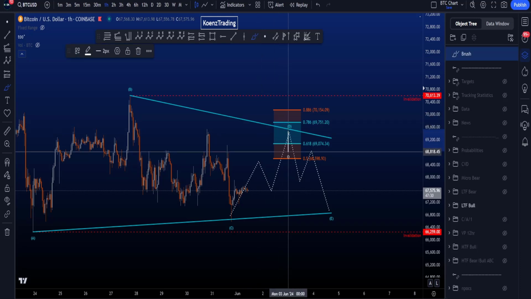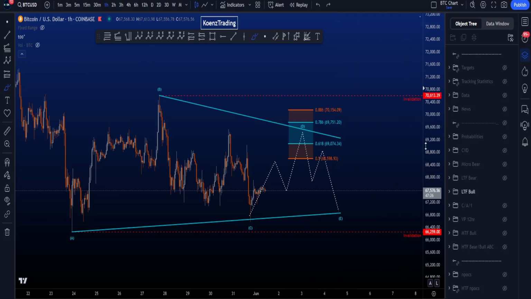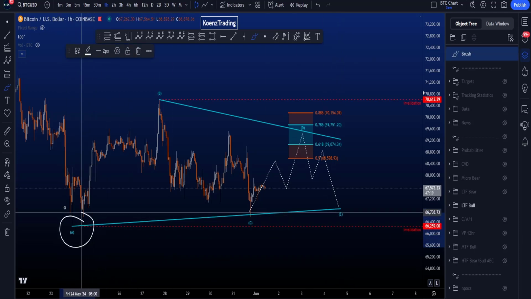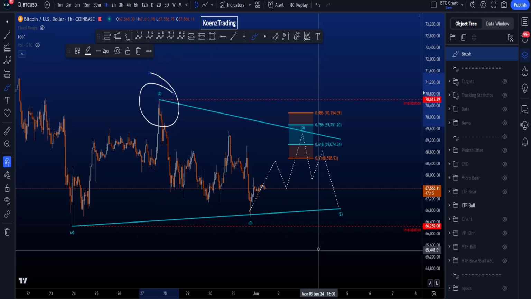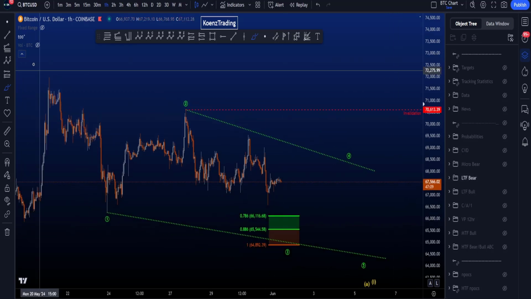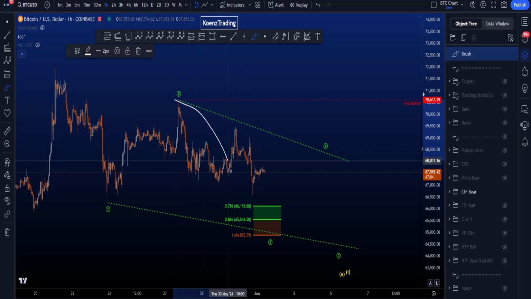After wave D, we then want to see another simple ABC 5-3-5 to the downside in wave E to finish the triangle and continue towards the upside. The invalidation is price moving below this low at 66.2k or above the high at 70.6k before your wave E is finished.